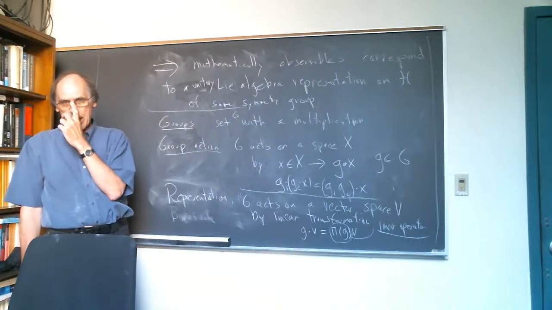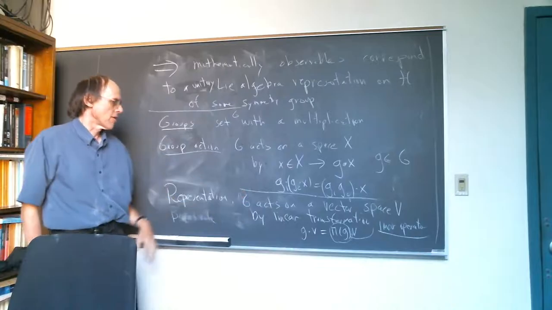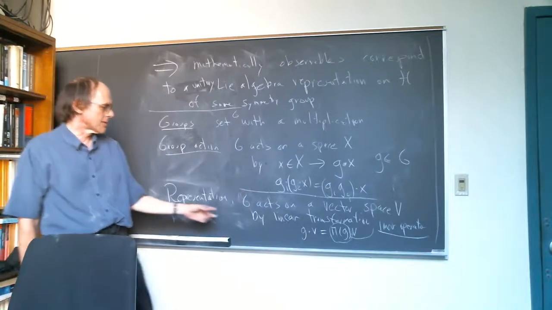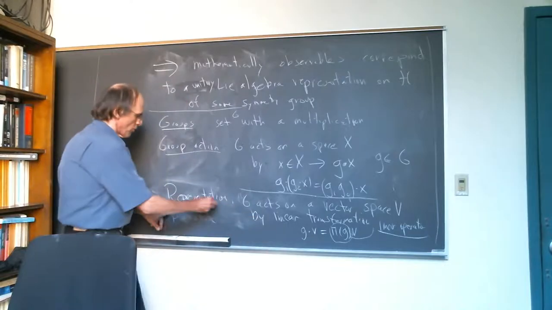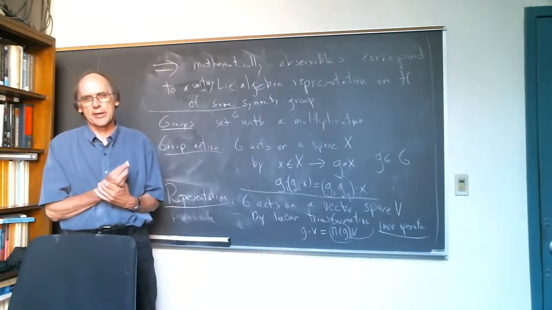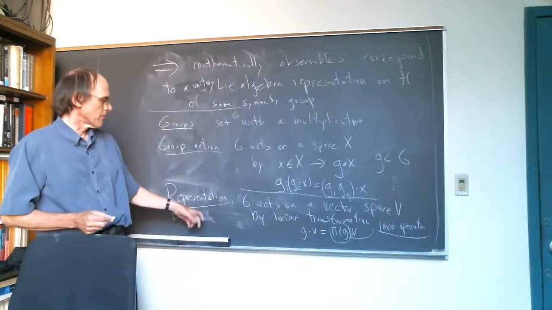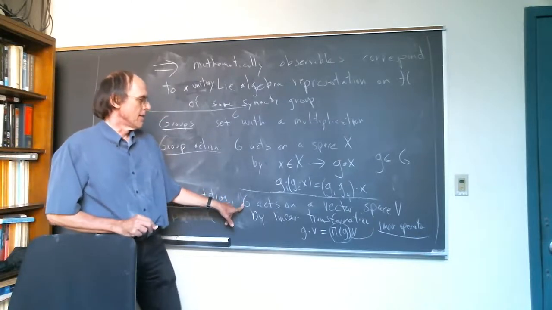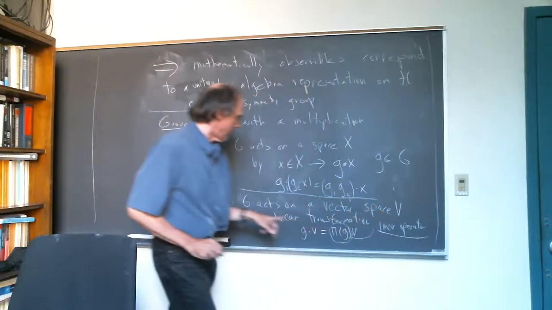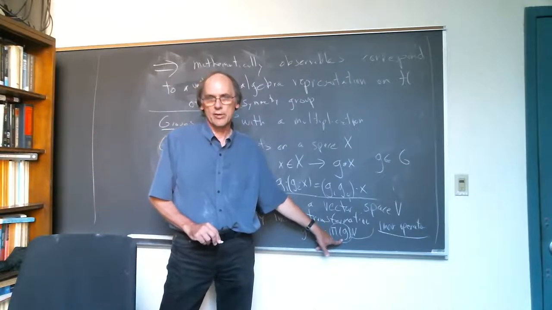So, this is a lot of very abstract, highly abstract stuff going by fast. But this is what, when somebody tells you that they're talking about a representation, and the theory of representations, this is what they're talking about. They've got a group, they've got a vector space, and then for each element of the group, they've got a linear transformation of that vector space.